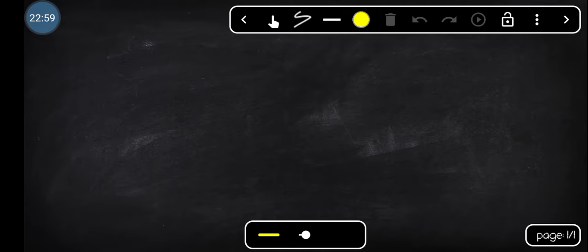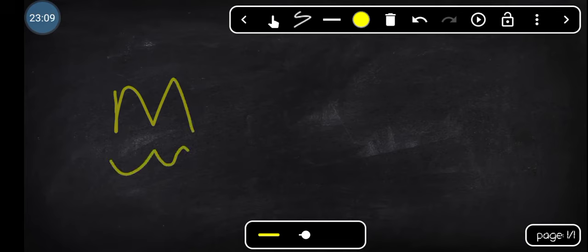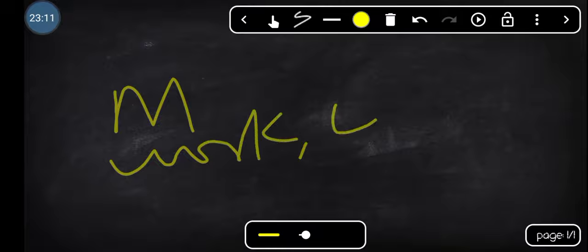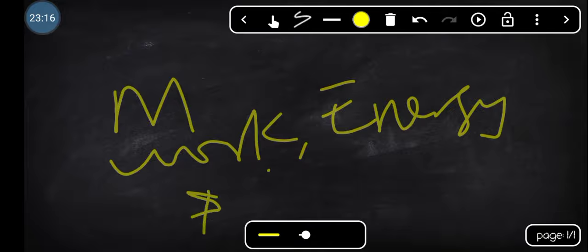So these are actually the fundamental mechanics of work, energy, and power.